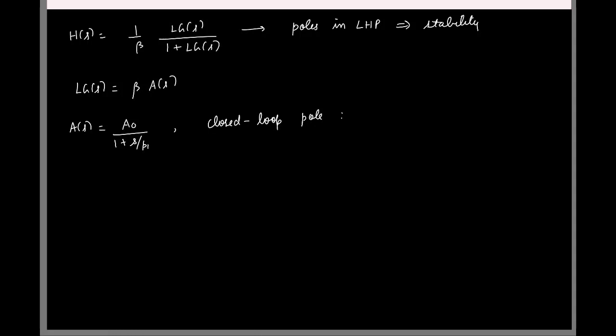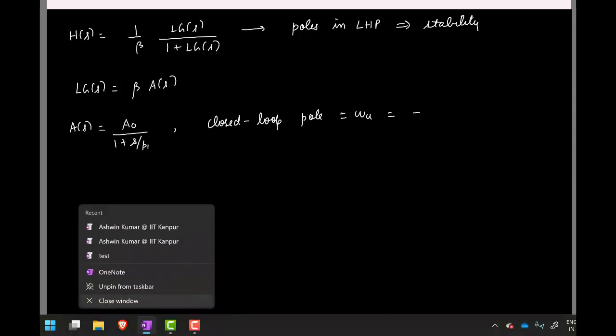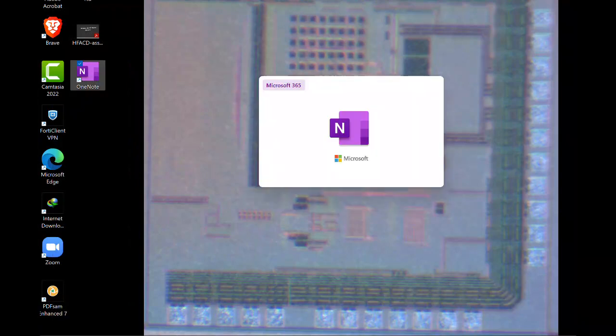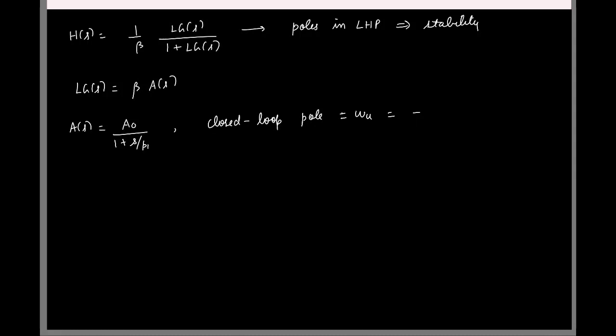Closed loop pole is same as the omega u. Same as, no, I mean, okay, oops, one second. In terms of, I mean, don't go to GM, these are the only things we know, right? So what is that? We already saw that. Minus beta A naught P1, right? And this is obviously in the left half of S plane, so we saw already this is stable, right?